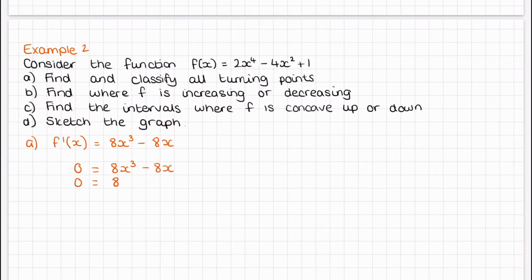I'm going to factor out 8x, which means from here that 8x equals 0 or x squared minus 1 equals 0. So x equals 0 or x squared equals 1, which means x equals plus or minus 1. So we have 3 possible turning points here.